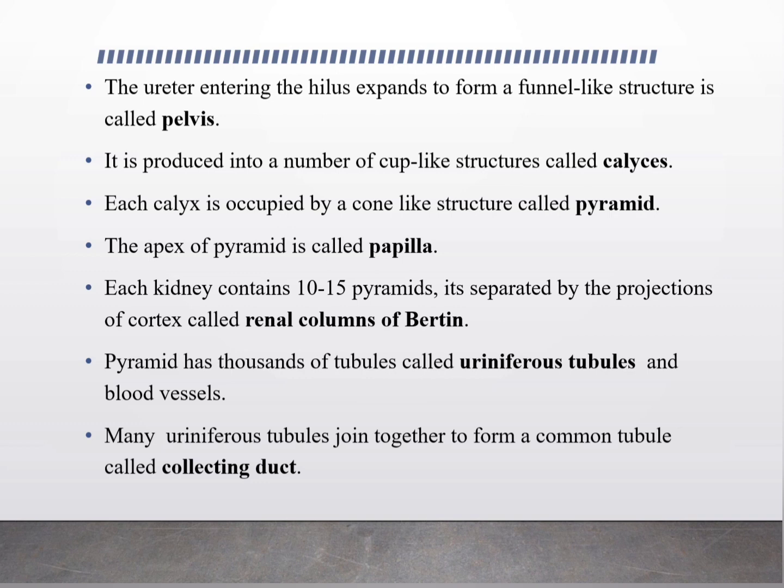The pelvis is produced into a number of cup-like structures called calyces. Then the cavity of each calyx is occupied by a cone-like structure called a pyramid. The apex of the pyramid is called papilla. Each kidney contains 10 to 15 pyramids. The pyramids are separated by projections of cortex called renal columns of Bertin. Each pyramid has thousands of tubules called uriniferous tubules. Many uriniferous tubules join together to form a common tube, that is the collecting duct.